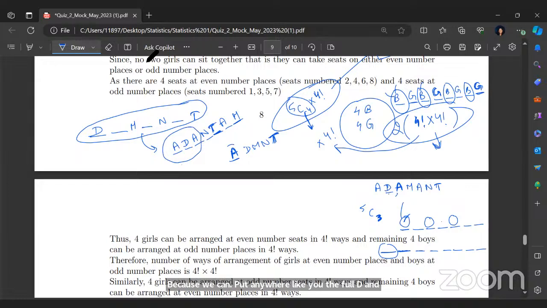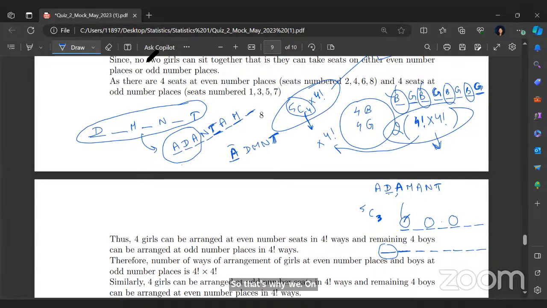Ma'am, one of the A's we can also put after M. Yes, so that's why we consider 5 places and choose 3 of them to put the A. So out of these 5 places, you have to select 3 and then arrange it. See, A can be placed at any 2 places.